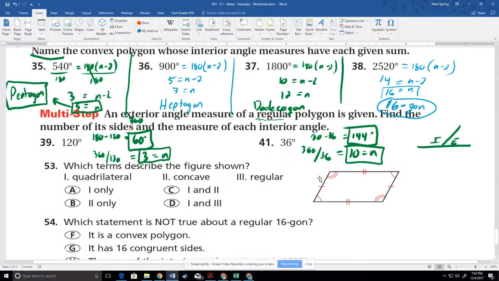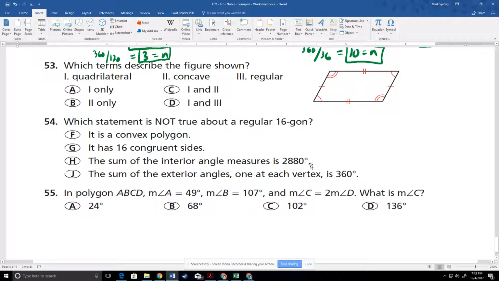Okay. Which term describes the figure below? In that case, is it a quadrilateral? Yes, so we're definitely looking at a check there. Is it concave? No. Is it regular? No. So it looks like 1 only.